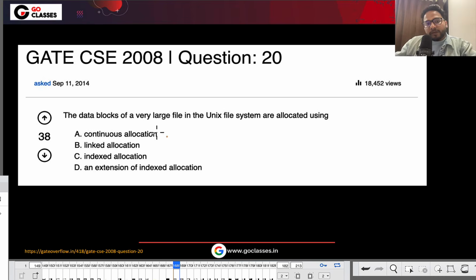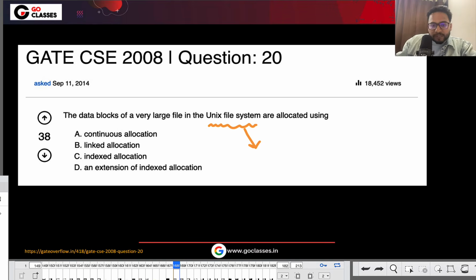Now let's see the next question. They are asking about the data blocks of a very large file in the Unix file system. This is kind of a memorization question. You should know that in Windows they might be using FAT or anything, but in the Unix file system we use multi-level indexing, an extension of index allocation.